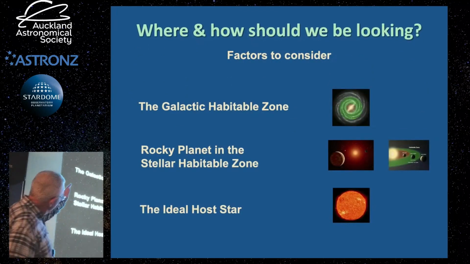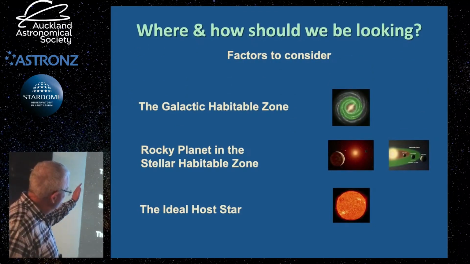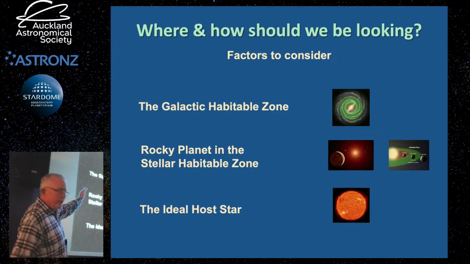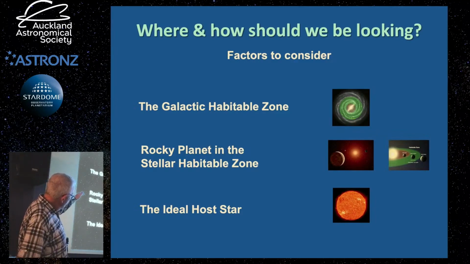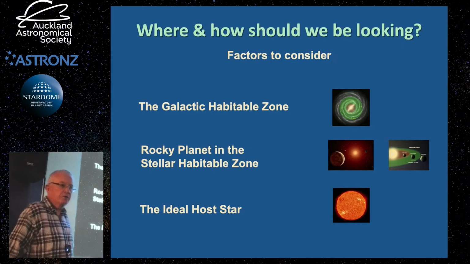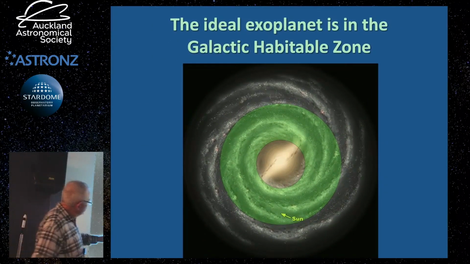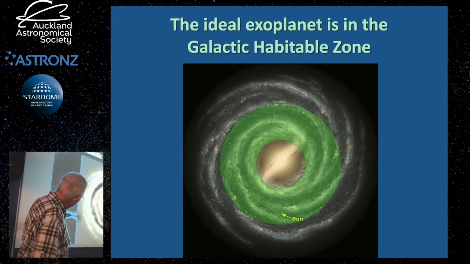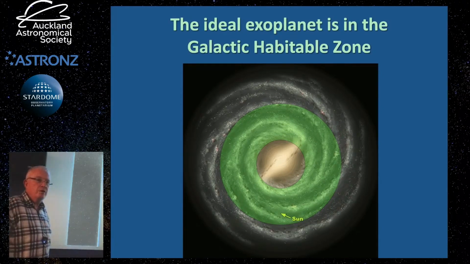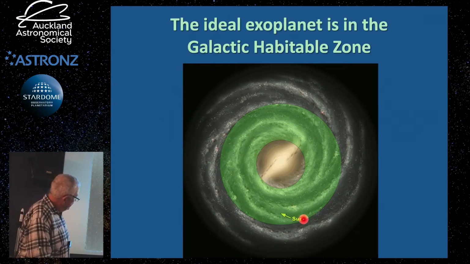And there are these 3 or 4 considerations here, which we'll go through each one. Where are we in the galaxy? What sort of planet? Where is it in relation to the star? And what sort of host star should we be looking at? So it's not all equal in the galaxy. There's a nice little zone in the middle of the galaxy where it's most ideal. And here's our sun here. There's a middle region where it's most ideal for planets to form.